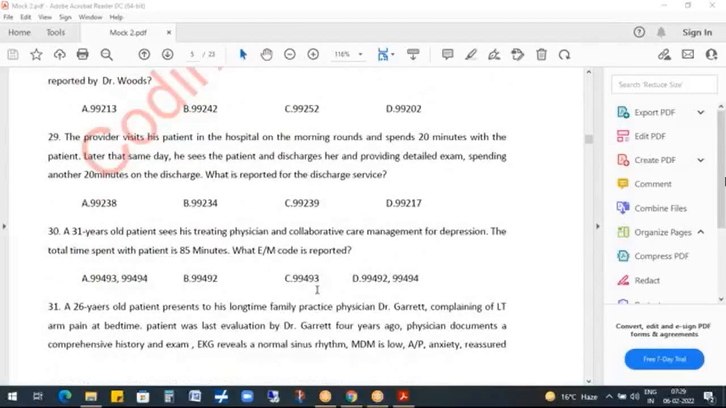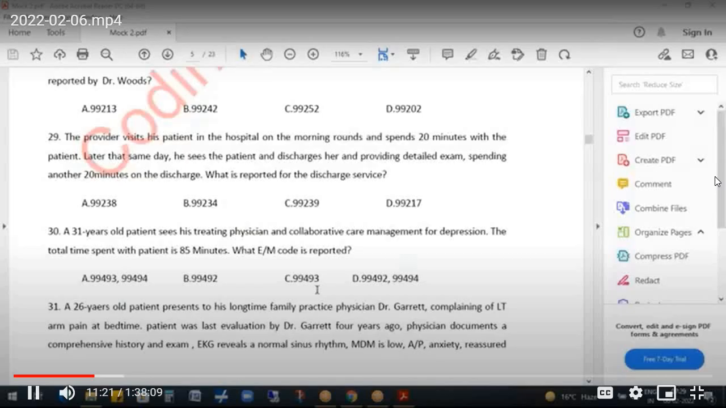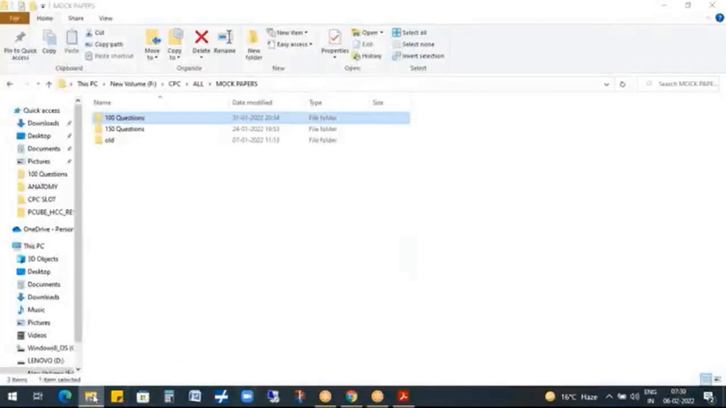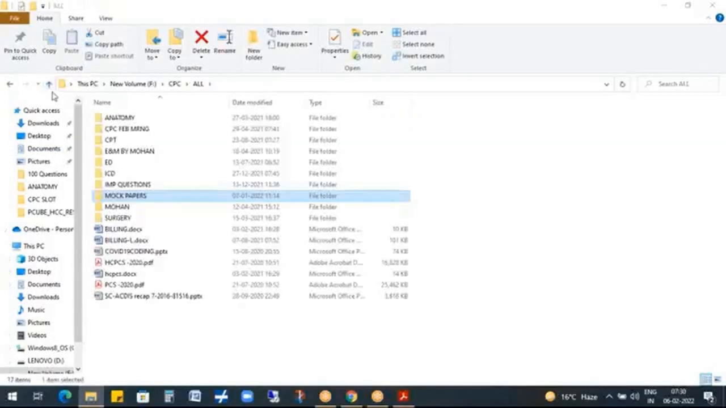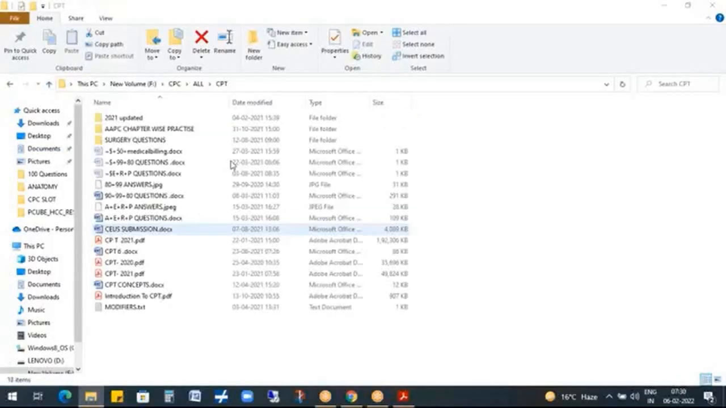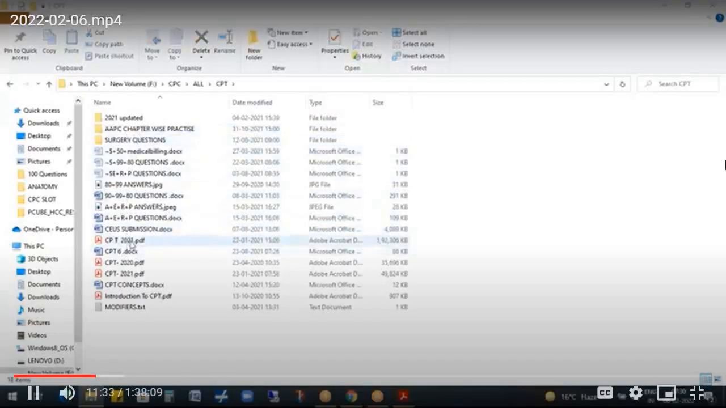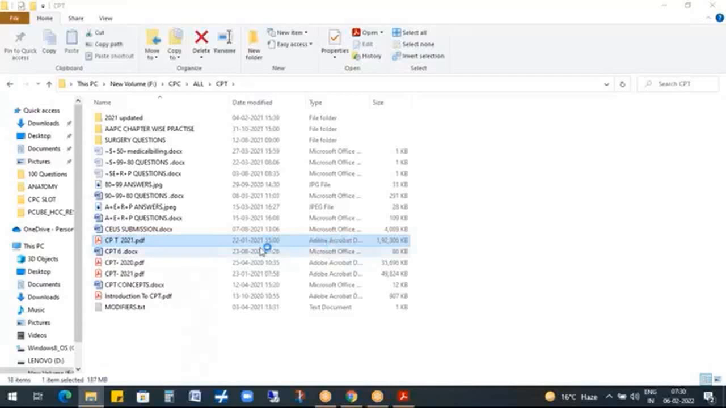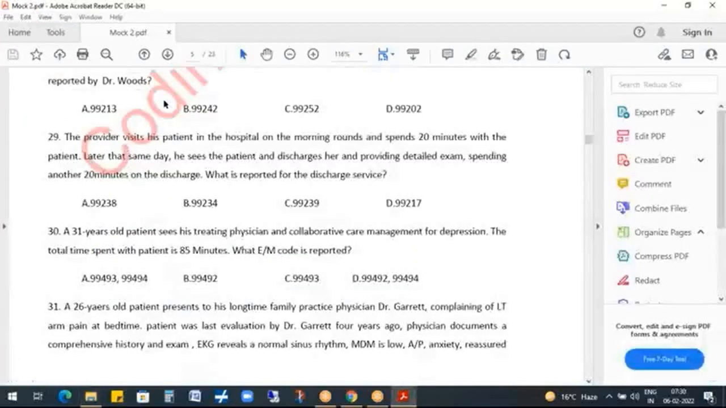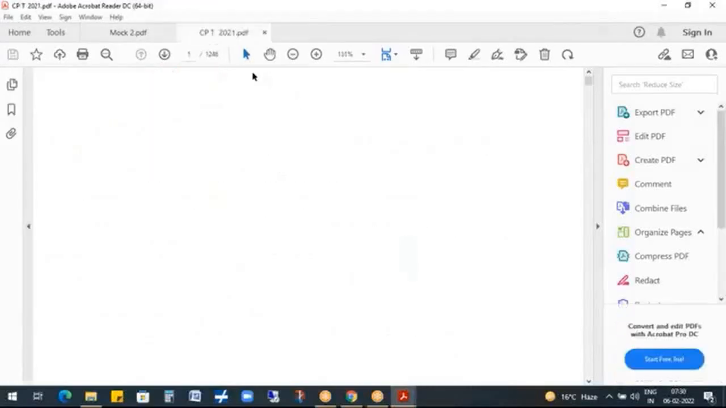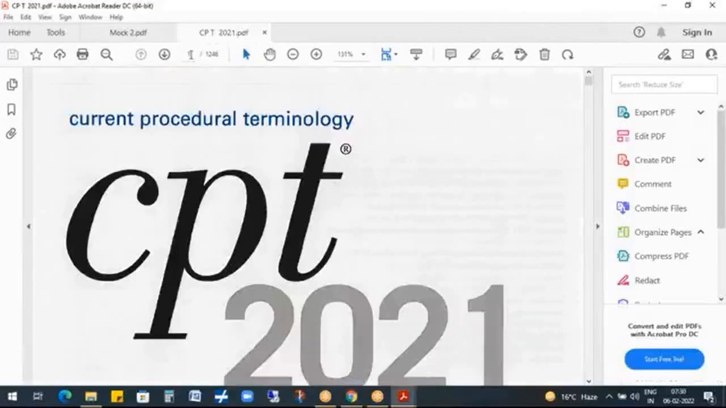Go for these codes, Kalpana. Where are you finding these codes in your textbook? I got 99493, sir. Okay, I will show you. See, there is directly one table for time, Kalpana. You just go into the table. 30D, sir? Which one, 85 minutes? 30D. Let me check.